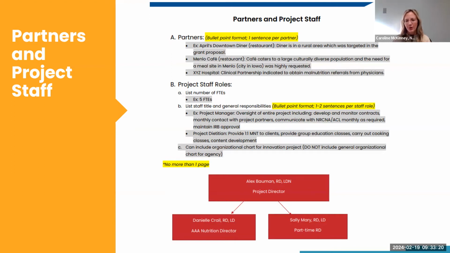For Part B, project staff roles, first indicate the number of full-time equivalents that it took to run your project or that were involved in your project. Sometimes this is donated time, sometimes this is paid time, both can be indicated. Next is to list staff titles and general responsibilities or high-level responsibilities. The last part of this section is Part C. You may include an organizational chart for your INU project here or in the appendix. However, we do not want this to be an organizational chart for your whole agency.